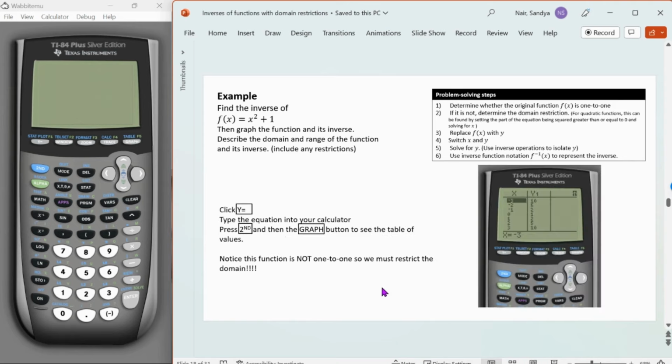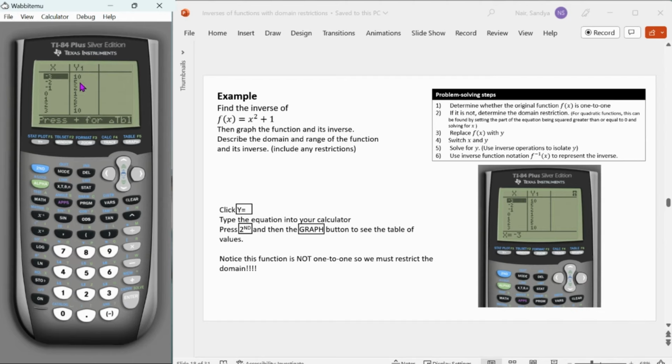The best way to do this is to go to your calculator. You can write out all the table of values if you want to, but I think it's a little bit quicker if you go to your calculator and type x squared plus 1. Then if I click second table, and if I scroll through my table of values, you can see here I have these repeated y values, right?